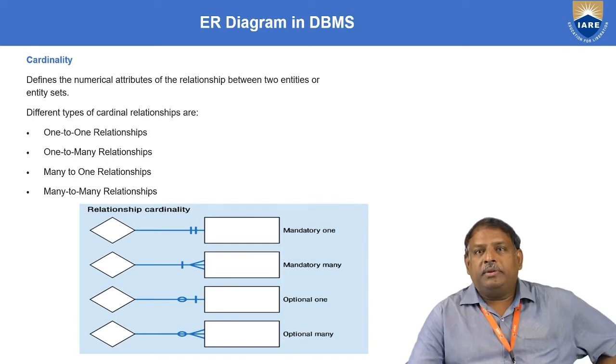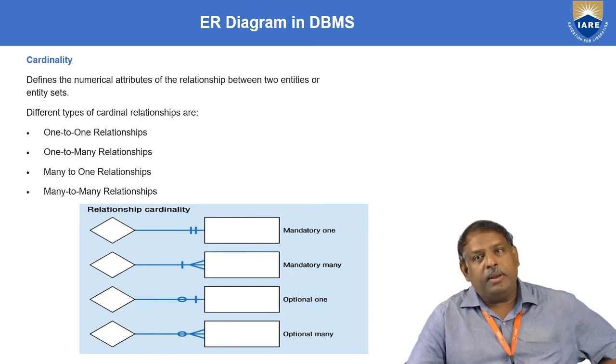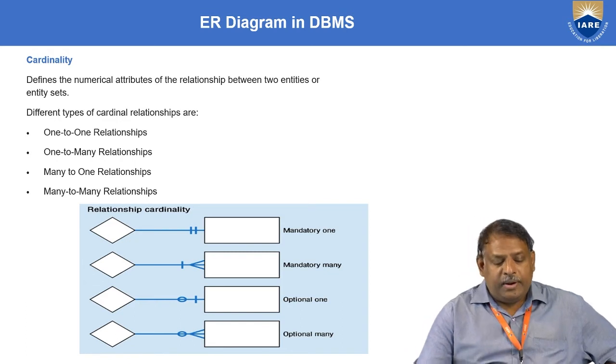Now we'll see what is cardinality. Cardinality defines the numerical attributes of the relation between two entities or two entity sets. The different types of cardinal relations are one-to-one relations, one-to-many, many-to-one, many-to-many.